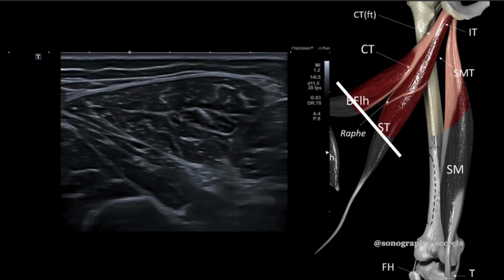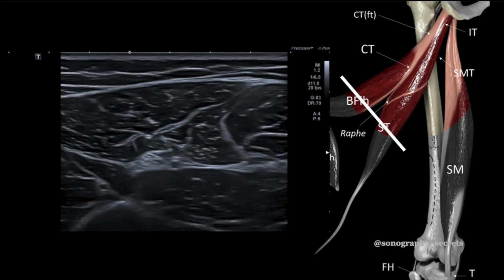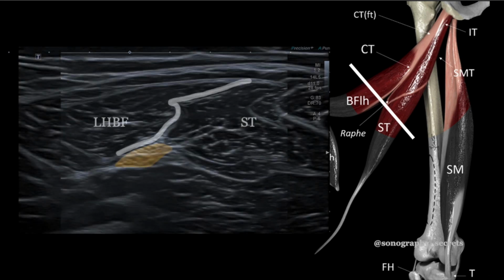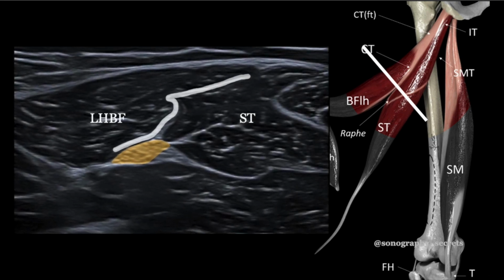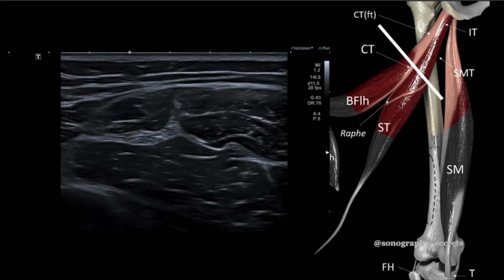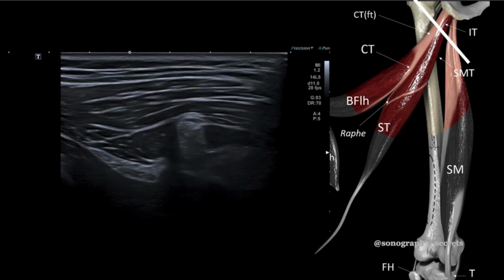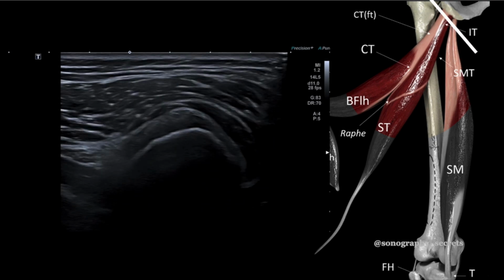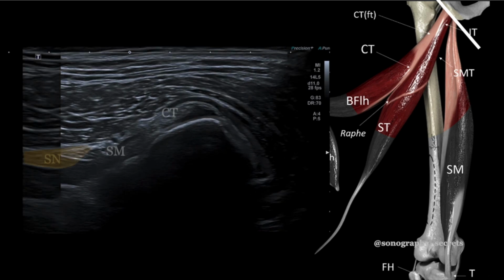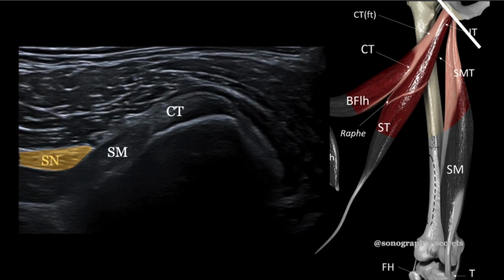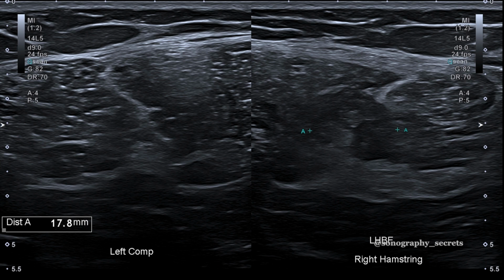So scanning live, again, as we scan up, I'm looking at that white bit, I'm looking at that proximal MTJ of the long head of biceps femoris. At this point, it's important to use a few different angles with your probe. So with this image, you can see a pretty high grade tear through the proximal aspect of the right long head of biceps femoris. Sometimes I will use this split screen as well when I'm scanning hamstrings.